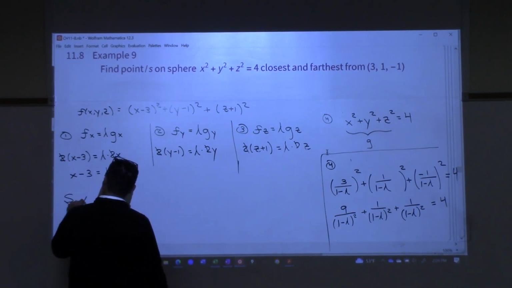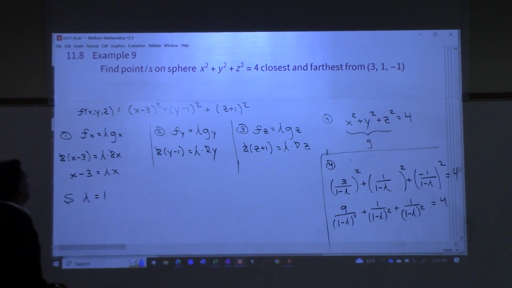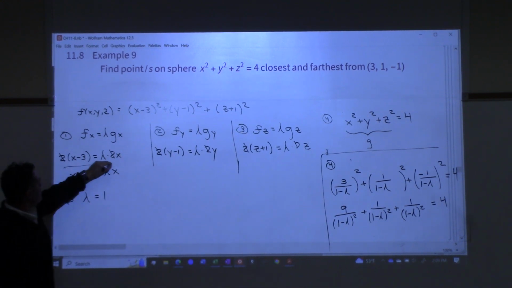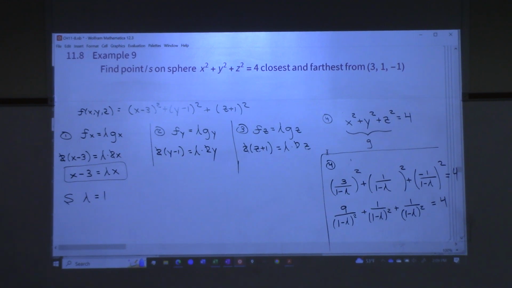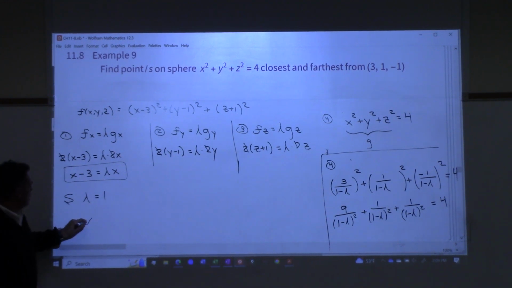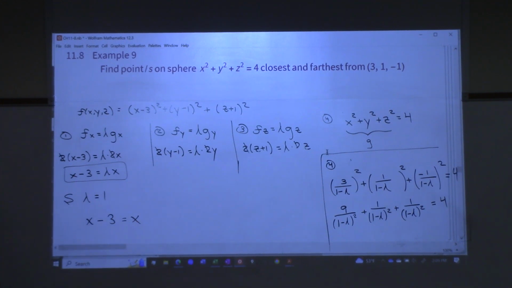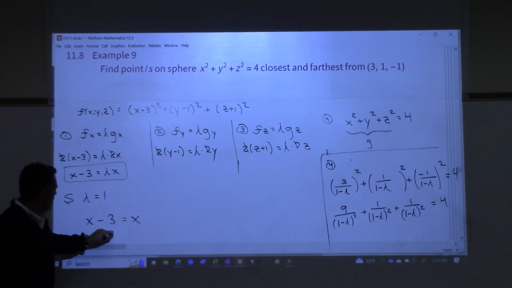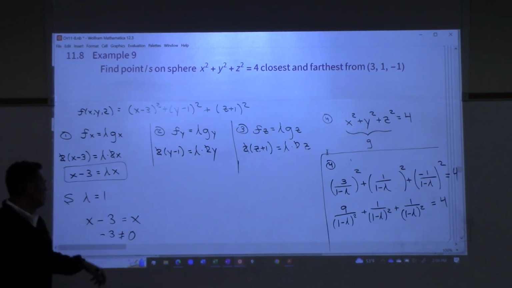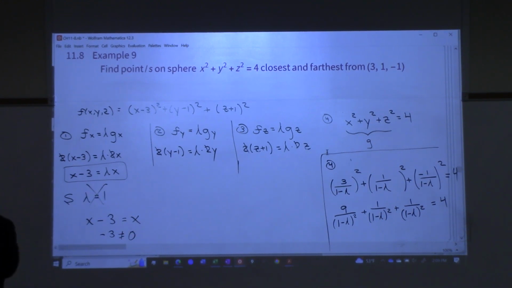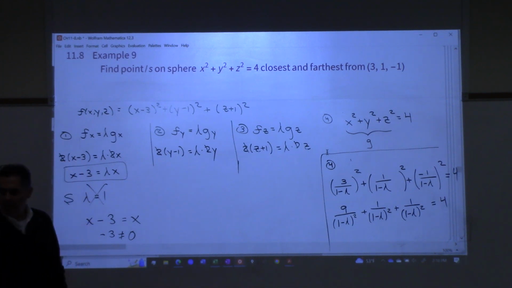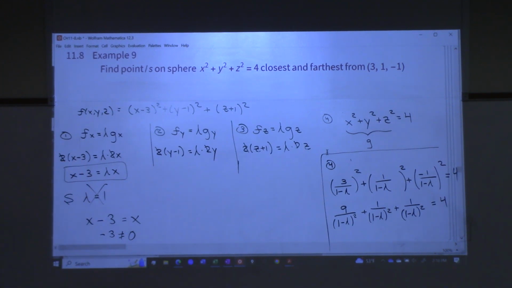Suppose lambda's 1. I'm going to go back to this equation right here. If lambda's 1, what does that equation become? x minus 3 equals x. And then you can just subtract x from both sides and you get negative 3 equals 0, which isn't true. So we can't let lambda be 1, because then the first equation doesn't make any sense anymore. All right? Which means the only answer we have is the one we got, 1 plus or minus root 11 over 2.